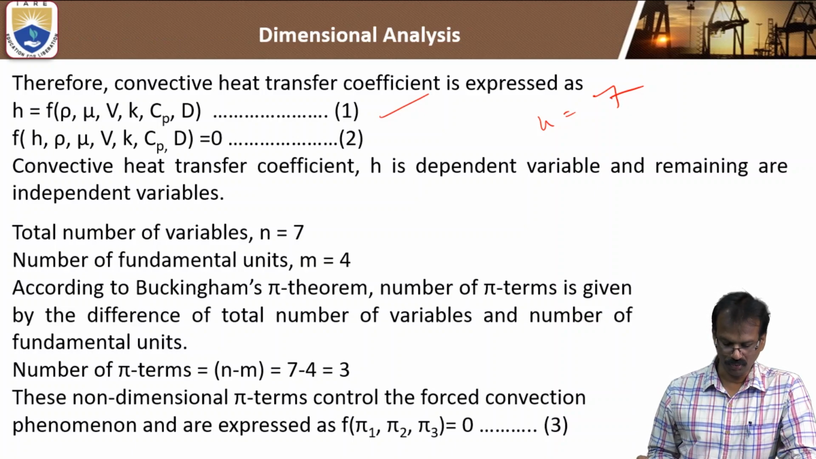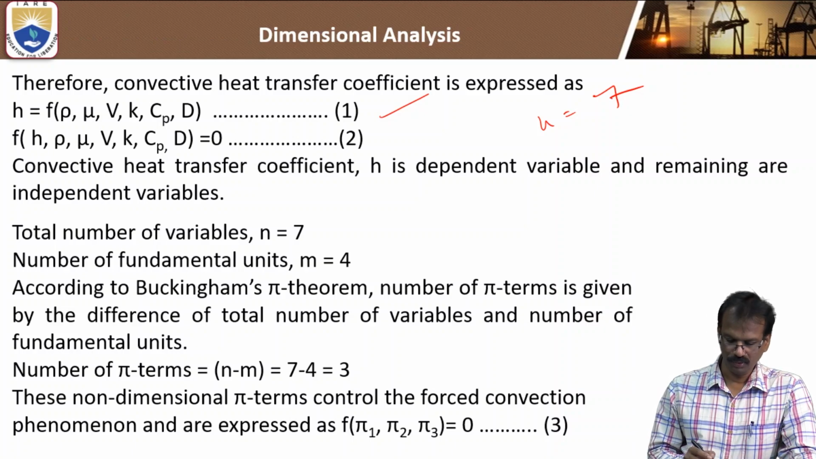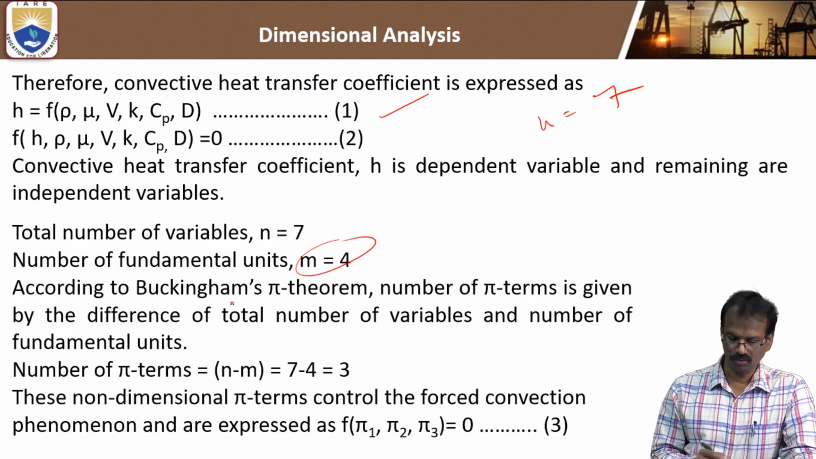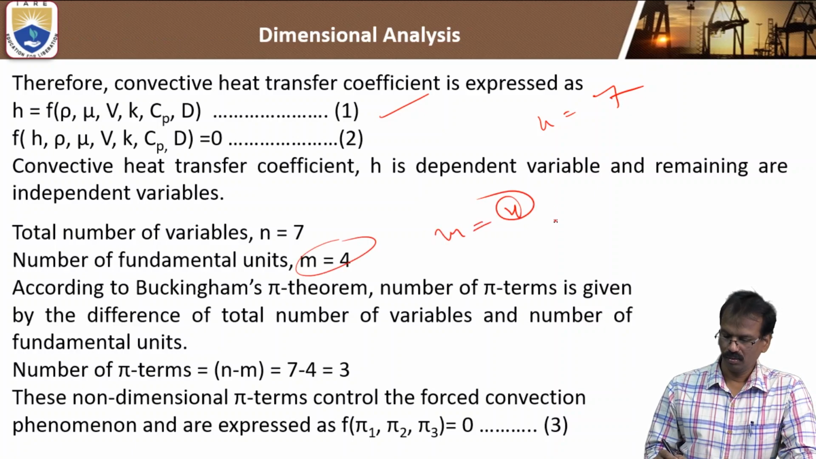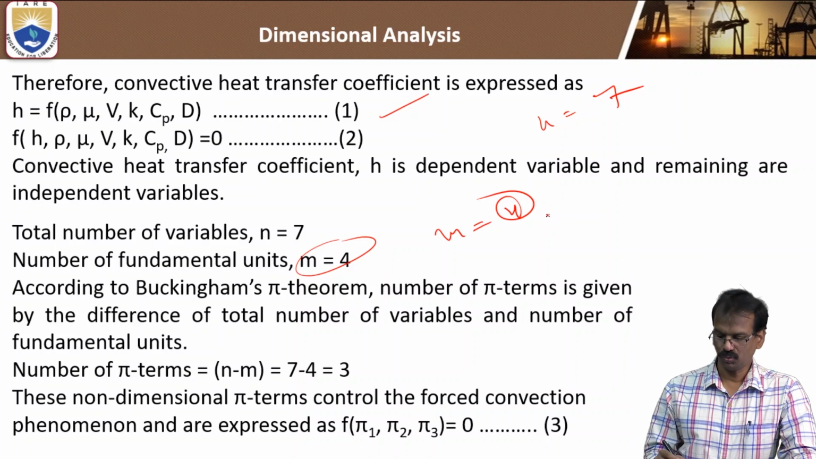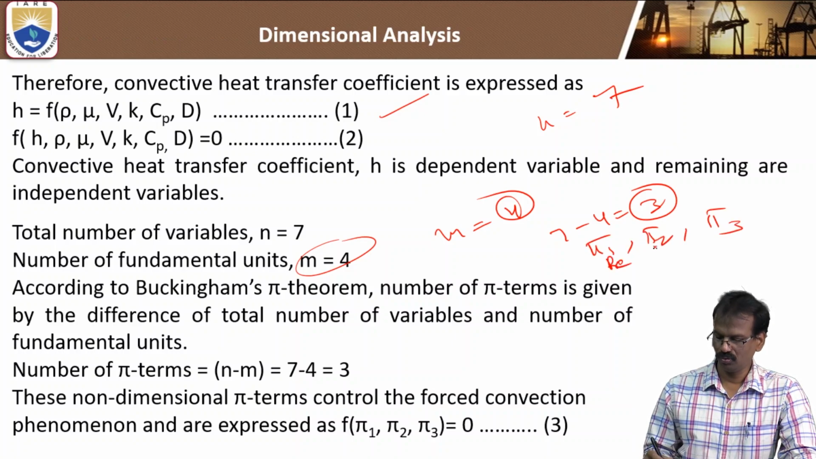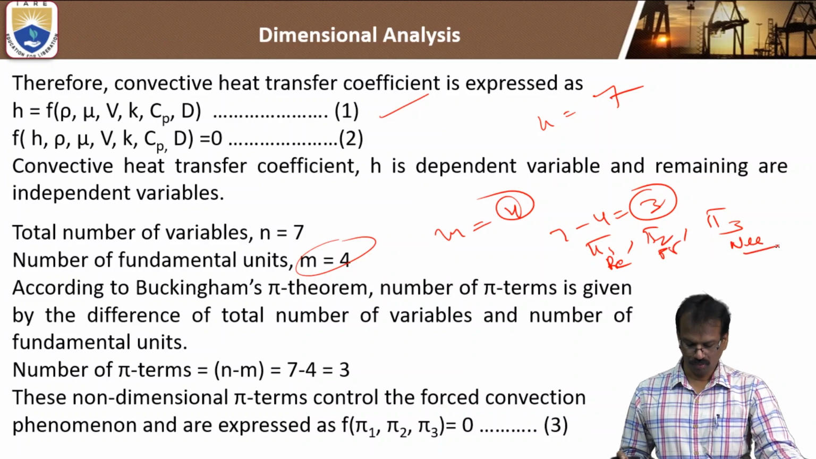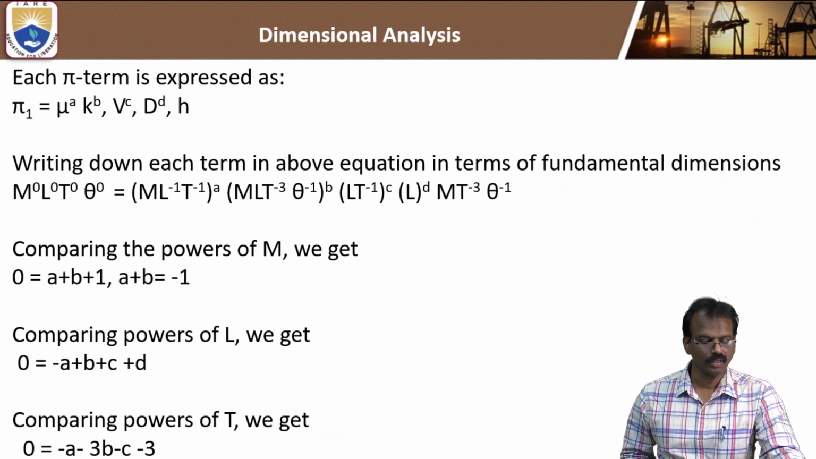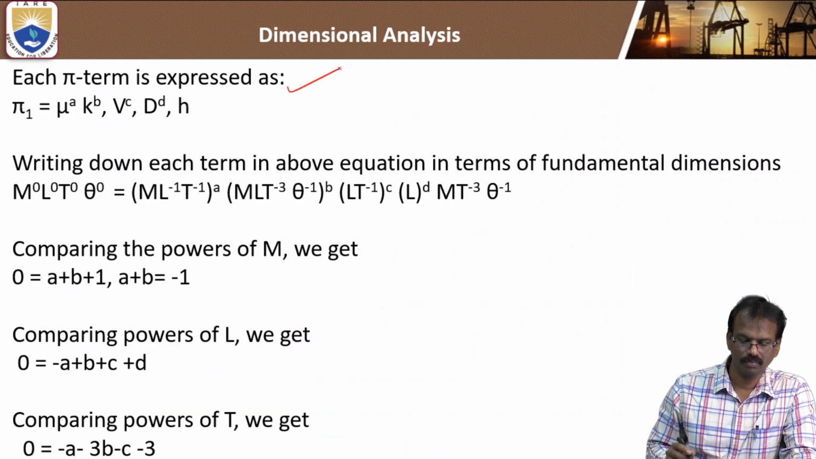What are the fundamental units? Here we can identify the fundamental units, m is equal to 4. Then pi terms or dimensionless group numbers is equal to 7 minus 4 is equal to 3. So pi 1, pi 2 and pi 3. It means you have to derive the Reynolds number, Prandtl number and Nusselt number. So how to find this? We will see. First, the pi term.